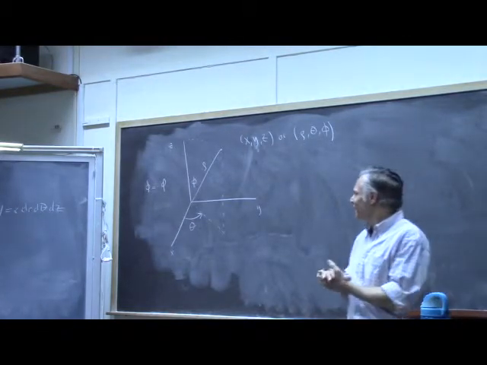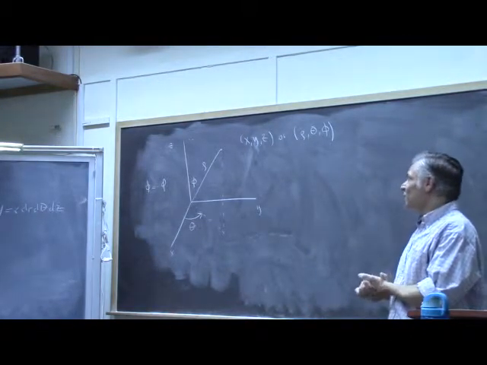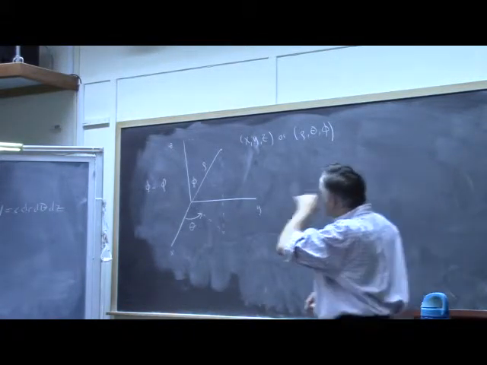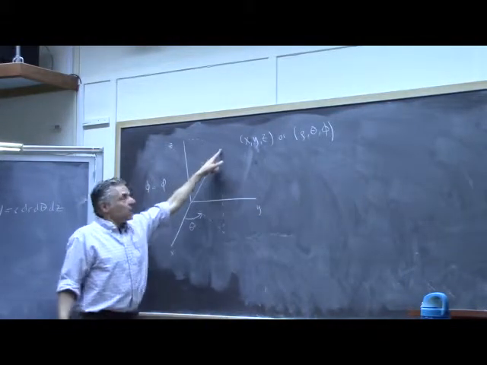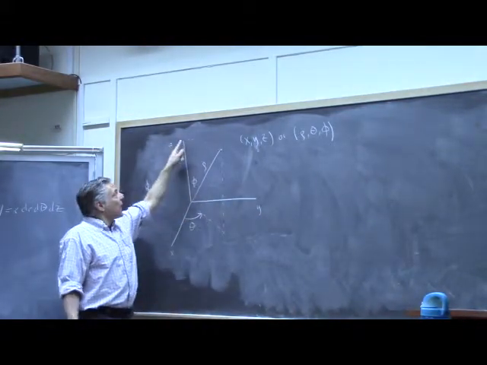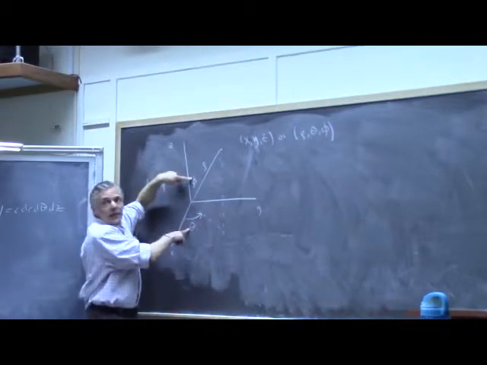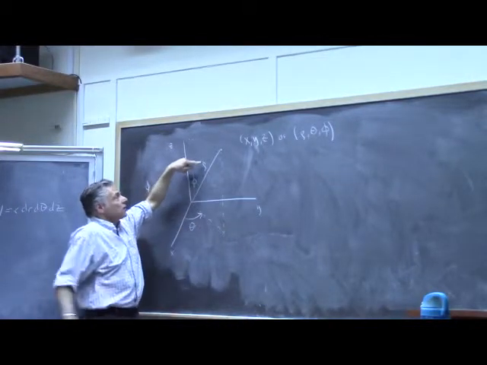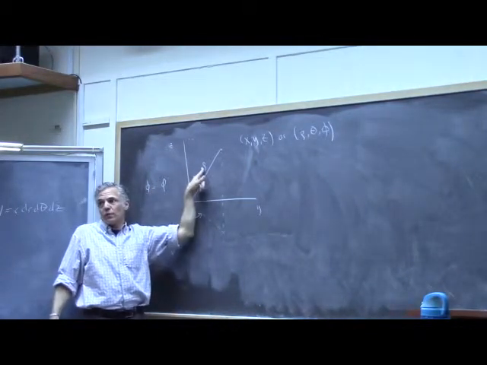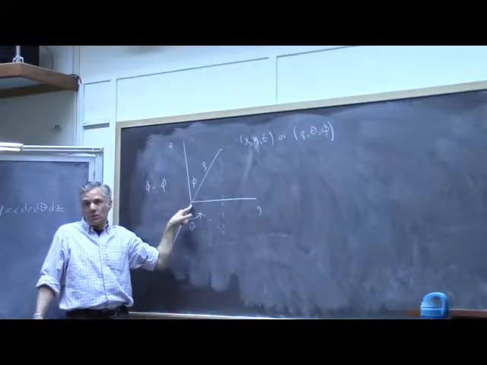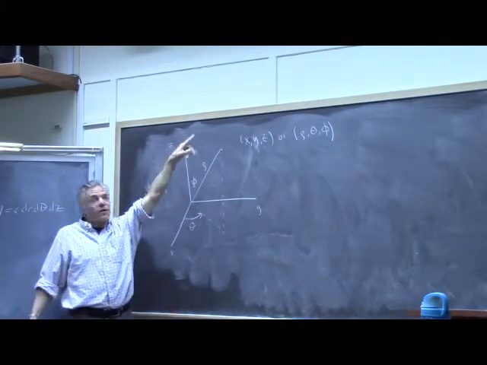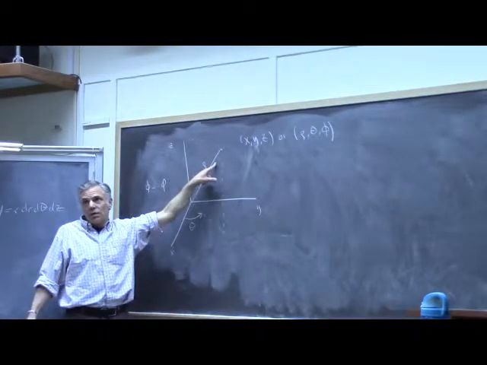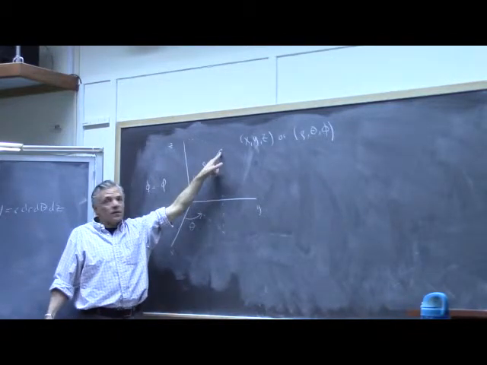Script phi or a non-script phi. Alright, so I want to specify a point in space. Phi and theta give me two angles, sort of like latitude and longitude. And then you would also need to know how far from the center of the Earth, or the center of this system, you are. Are you on the surface? Are you underground? Are you up in the air? So those three numbers specify this point in space.